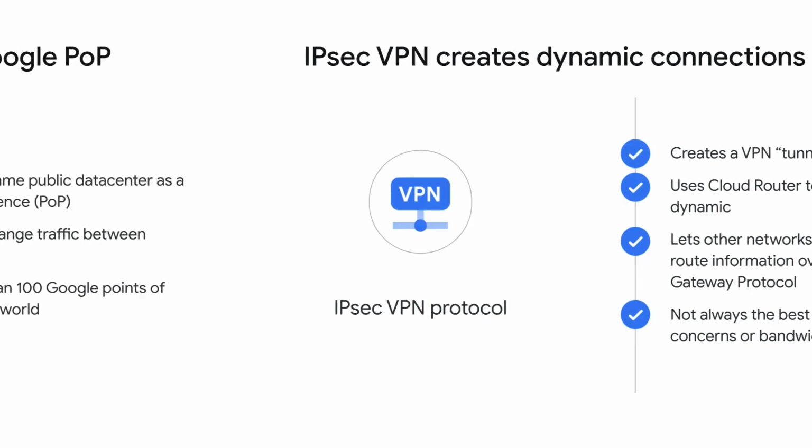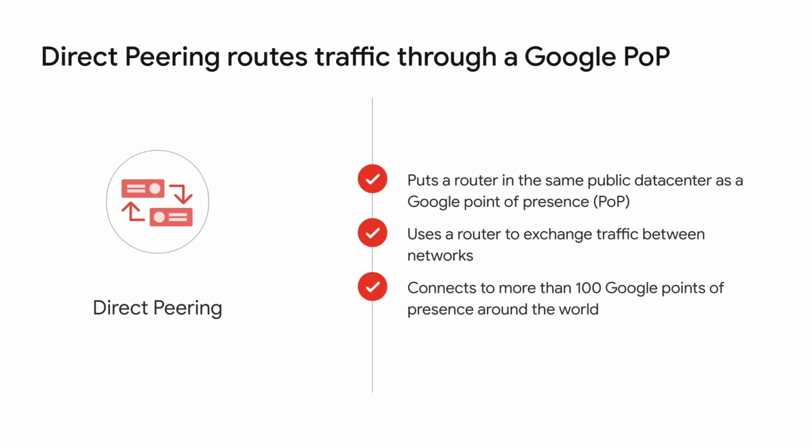to it. But using the Internet to connect networks isn't always the best option for everyone, either because of security concerns or because of bandwidth reliability. A second option is to consider peering with Google by using direct peering. Peering means putting a router in the same public data center as a Google point of presence and using it to exchange traffic between networks. Google has more than 100 points of presence, or POPs, around the world.